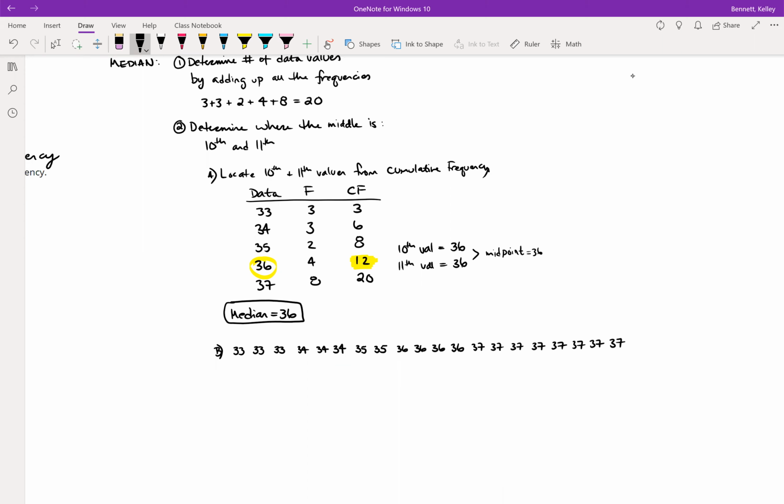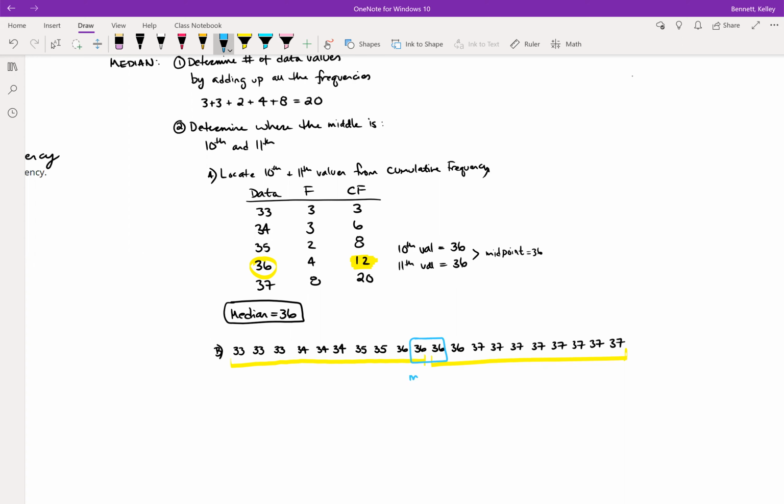From here, we see that we have 20 values listed out. So 1, 2, 3, 4, 5, 6, 7, 8, 9, 10, 11, 12, 13, 14, 15, 16, 17, 18, 19, 20. Okay, perfect. So we have 10 on the left and 10 on the right. There's 10 here, and there's another 10 over here. So that tells me that I have to take the midpoint of these two numbers. That's going to give me my median.